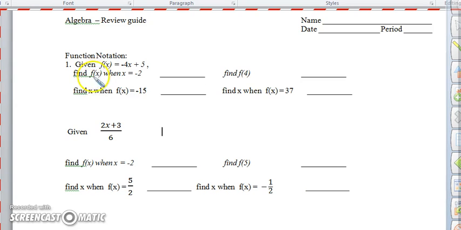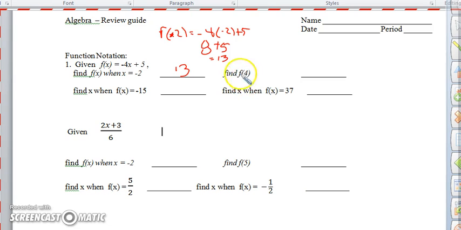So when we have this one, find f of x when x is negative 2, it's very simple. That means x equals negative 2, so in our function, we would have something like this. F of negative 2 equals negative 4 times negative 2 plus 5. All I'm doing is putting negative 2 in there, so you get negative 4 times negative 2, which is 8, plus 5, which is 13. And that's it. That's your answer.